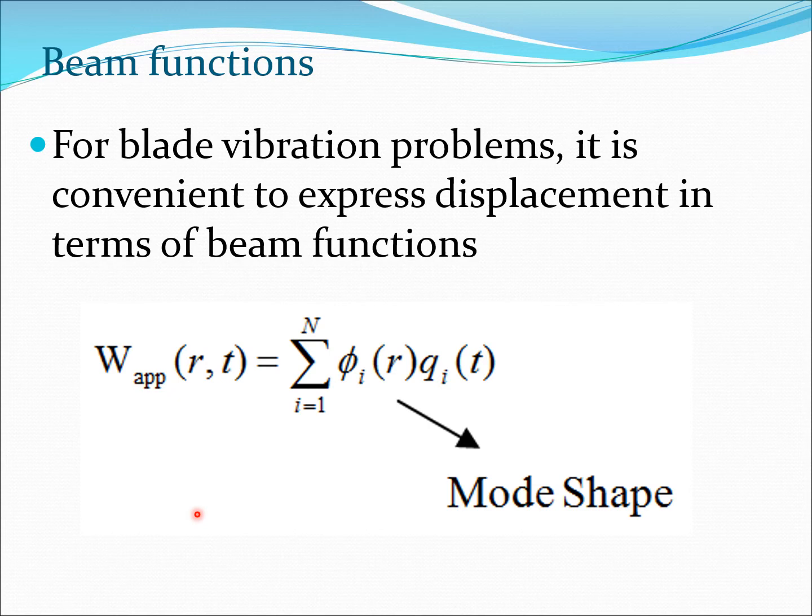Now, for many blade vibration problems, it is convenient to express displacement in terms of beam functions. So for example, we could take W app and express it as a series of the mode shapes phi r and q i t. And this is where you see the mode shapes are important, because you can use the mode shapes of the non-rotating beam here, because the non-rotating beam mode shape satisfies the boundary condition.